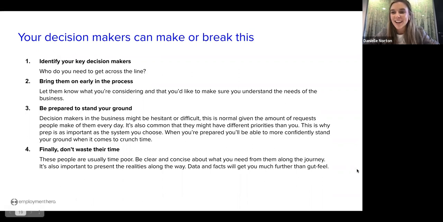Now, this last bullet point, I'm sure you're all across this, but everyone's busy. You want to make sure that you're clear and concise when you go in to present this, and you're not wasting their time. Some tips and tricks here: present data, present facts, and have a very concise business case as to why you've made your decision and the actual benefit it'll bring the business as a whole. If you have any other questions on this piece, definitely pop them in the box.